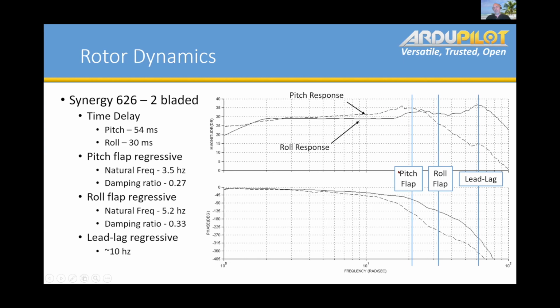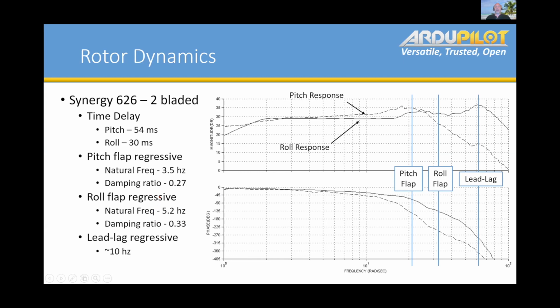These are both the flap regressive modes. You can see the pitch flap is at 3.5 hertz, and the roll flap is at 5.2 hertz. The damping ratio is saying it's 27% critically damped, where critical damping is where it would approach asymptotically, a very well damped system. So this is saying it's fairly oscillatory. You'd probably have 5 or so overshoots before it hits steady state. Whereas the roll has a little bit more damping, but still fairly lightly damped modes.